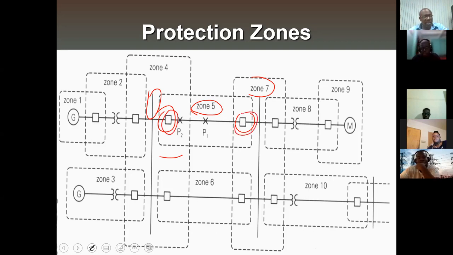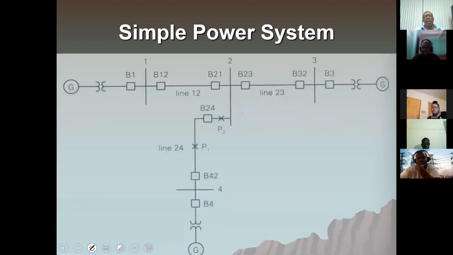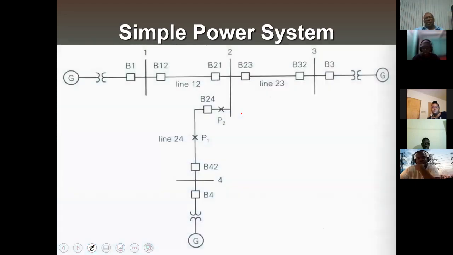But we'll do a little exercise later in terms of getting an appreciation for overlapping zones and what's the impact in having the overlap. We'll do that in a few. So if I have this as my simple system, the question is, how do we put these in zones? And maybe I should just ask you, how many zones you see here?